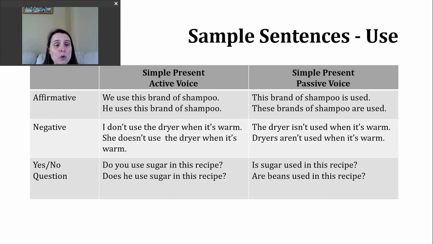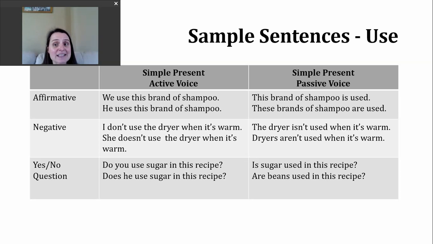If we want to make a yes or no question in the simple present in active voice, we're going to use do or does, then the subject, then the base verb. Here are a couple examples. Do you use sugar in this recipe? Does he use sugar in this recipe?